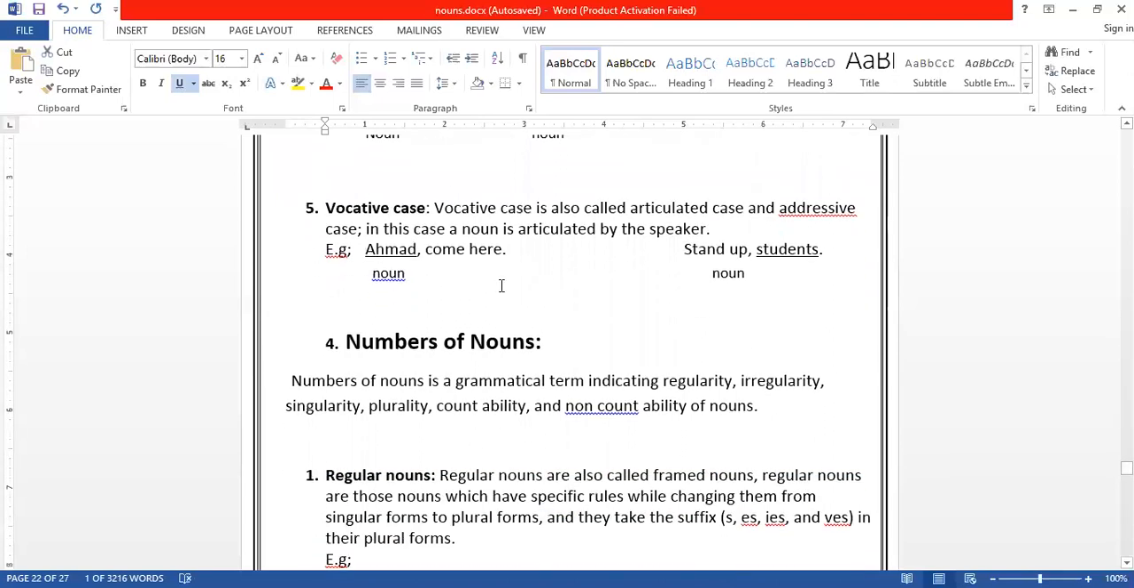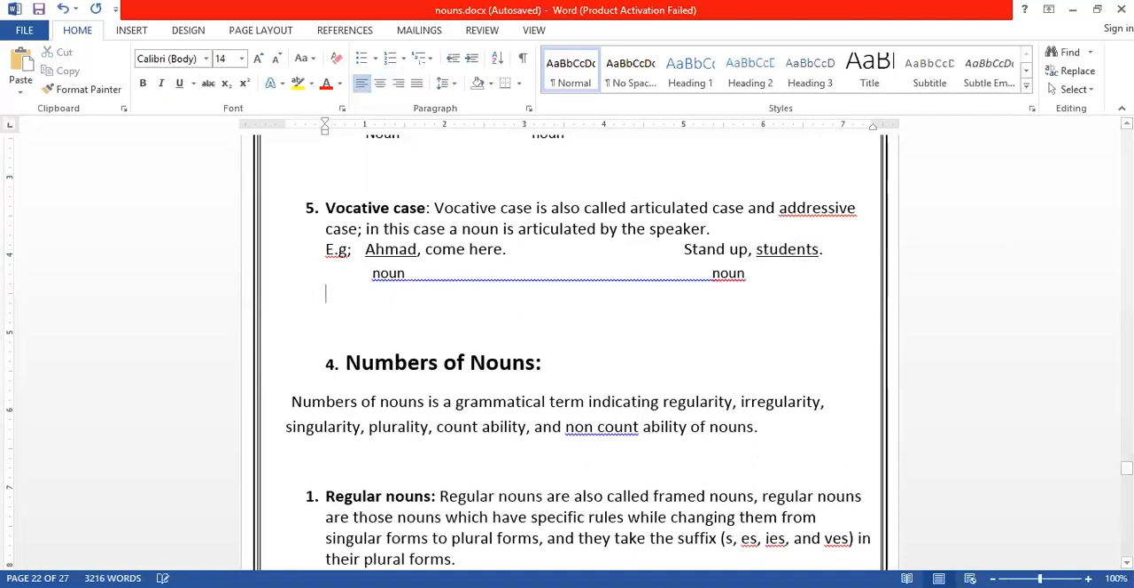The last, the fifth one we have, is the vocative case of noun. Vocative case, or you can call it the articulative case, or the addressive case of noun as well. In this case, the noun is articulated by the speaker. For example, look here. If I say Ahmad, you call, you address, you articulate a noun. Ahmad, come here. You call somebody, you address somebody. But in the articulative case, we use a comma after that noun. Ahmad, come here. For example, stand up, students. You are addressing the students. So this case is called the vocative case of noun.